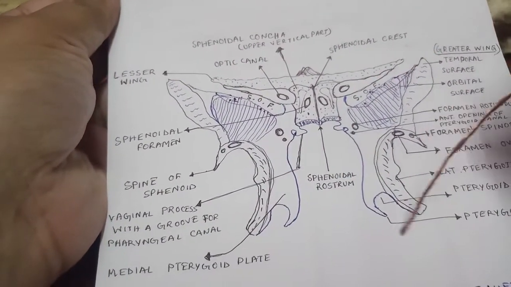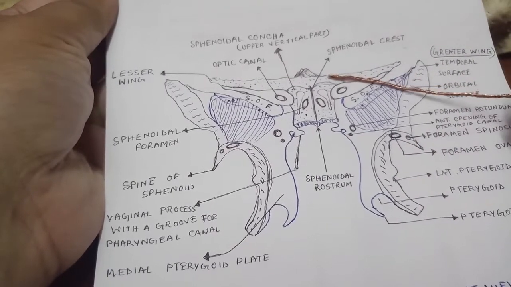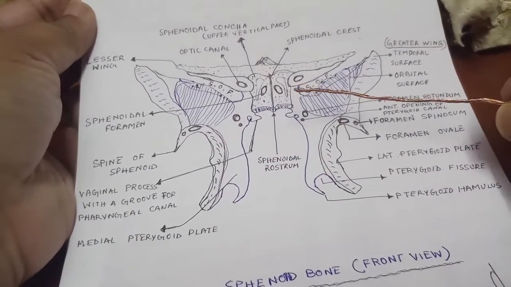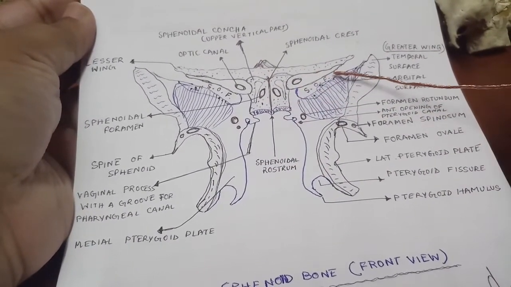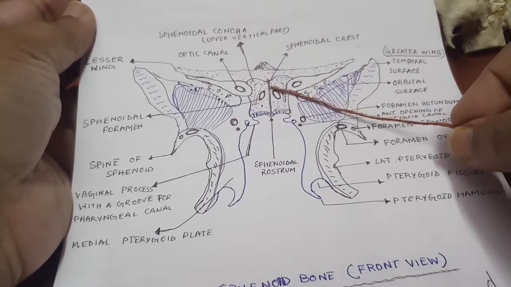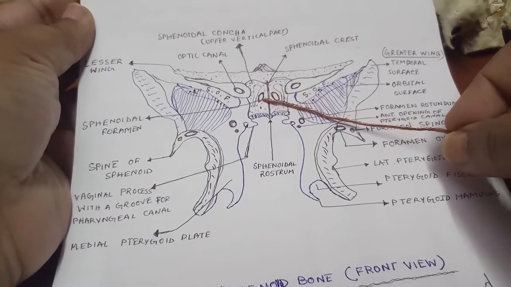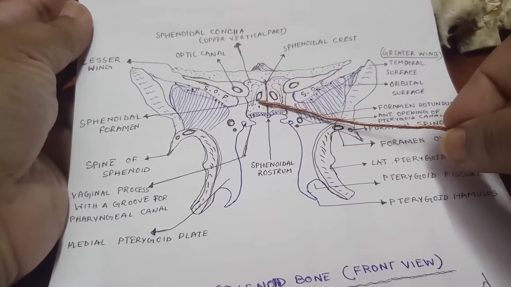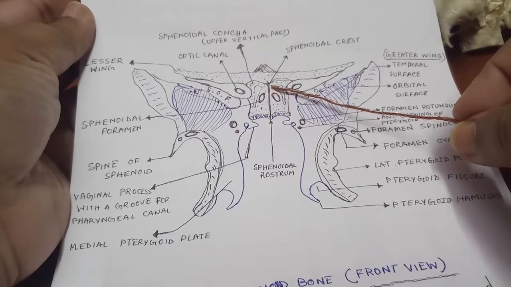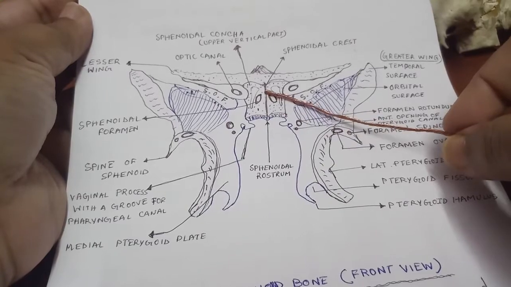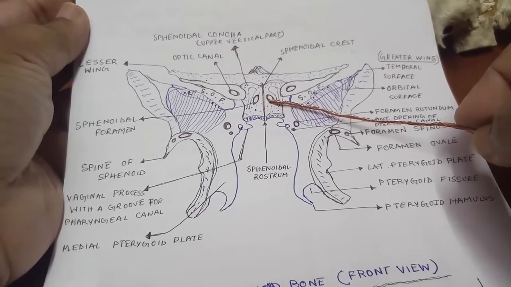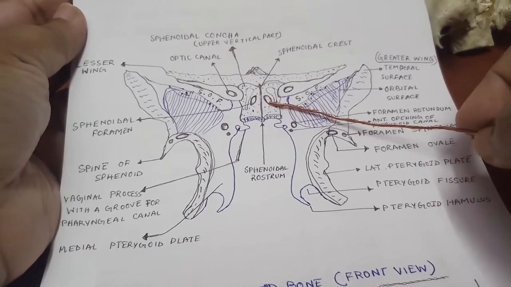So see, here we have drawn the sphenoid bone from the anterior aspect. It is the front view of the sphenoid bone that I have drawn here, and here you can find the two lesser wings of the sphenoid, and this is the anterior surface of the body of the sphenoid. In the anterior surface of the body we will also find the sphenoid concha, that is having an upper vertical and a lower horizontal part, and they are separated by the sphenoidal crest. And we also find the sphenoidal foramen, which gives passage to the sphenoidal emissary sinuses.